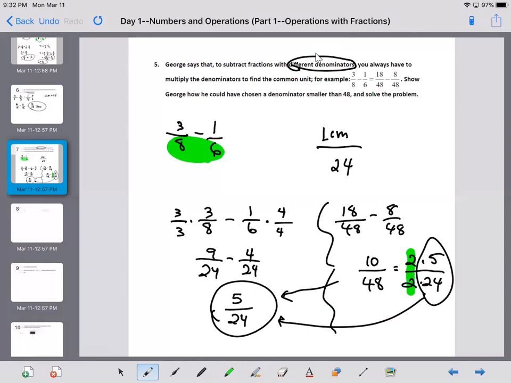If you're having trouble finding a common denominator or a multiple at times, you can, but sometimes you will not come up with the smallest, so therefore you would need to simplify. And that was the case with George. He did 8 times 6 and got 48, which was fine. He just needed to simplify that result, which was 10/48. He was just going to have to simplify that fraction to get to the 5/24.